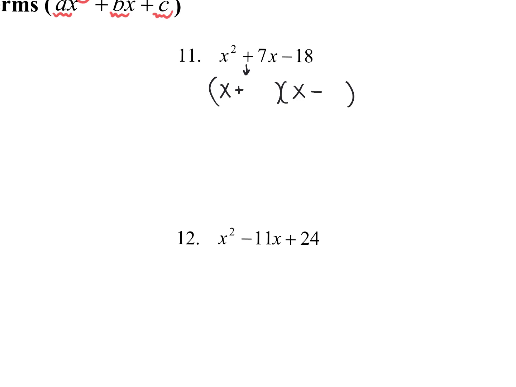Now you're looking for two numbers that multiply to 18. So you're always going to have 18 and 1. I also have 9 times 2, and I also have 6 times 3. But I need that to add to a 7. So which two should I choose? 9 and 2, because when you put the bigger one first, 9 minus 2 is 7.